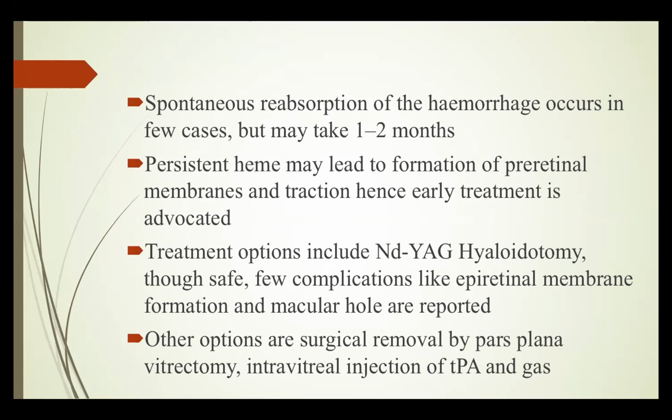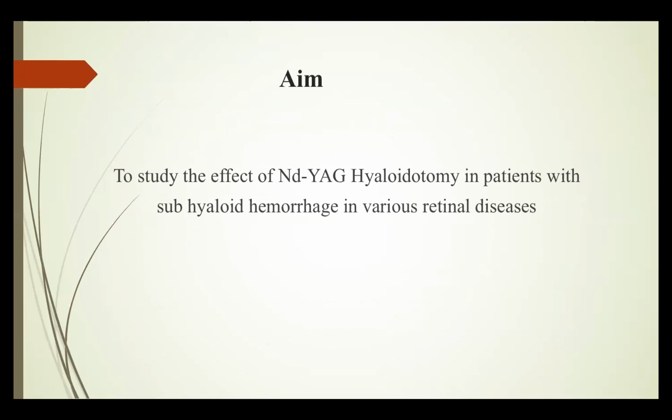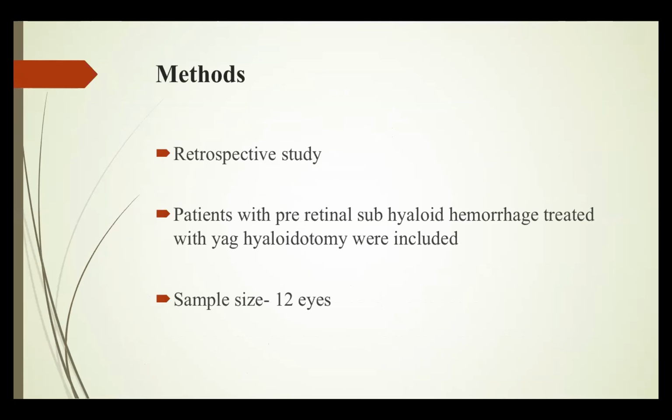Treatment options include Nd:YAG hyalotomy, though a few complications like epiretinal membrane formation and macular holes are reported. Other options are surgical removal by pars plana vitrectomy and intravitreal injections of TPA and gas. Our aim is to study the effect of Nd:YAG hyalotomy in patients with subhyaloid hemorrhage in various retinal diseases.